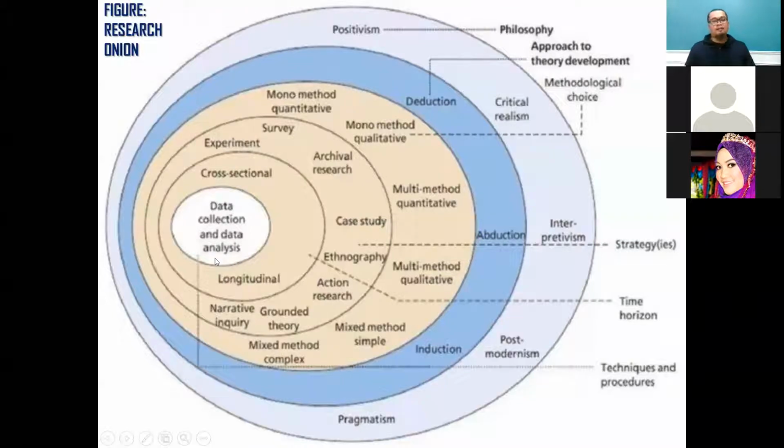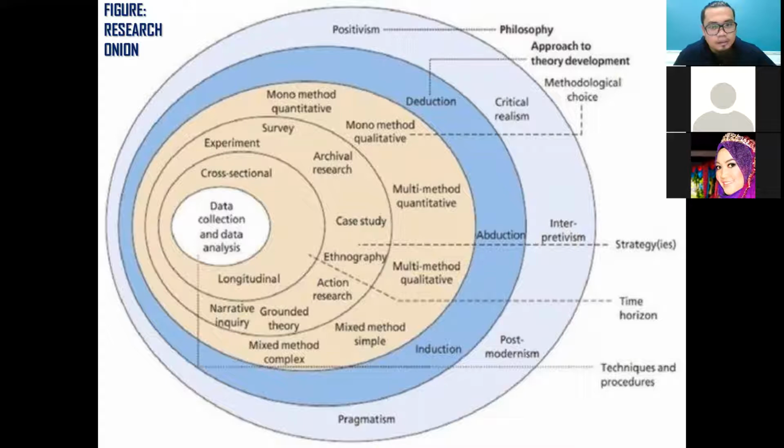In my research right now, I'm still confused about the instrument because I have 5 sections here. My RO got 3. Okay, so section A should be about demographics, right?